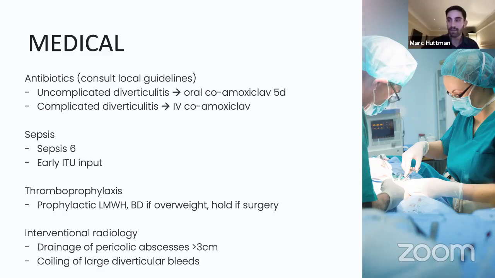Thromboprophylaxis, so preventing clots, then you want to give prophylactic low molecular weight heparin. If they're overweight, over 100 kilos, you give that twice a day instead of once a day. So in my trust, it's enoxaparin, 40 milligrams, over 100 kilos, you give it twice a day. Same with tinzaparin. If you think they might have surgery, don't give them thromboprophylaxis.